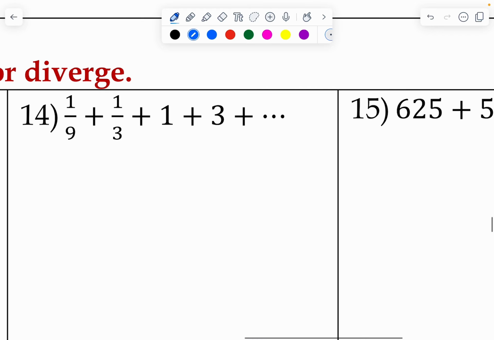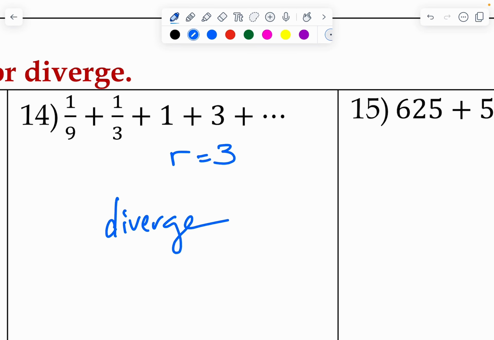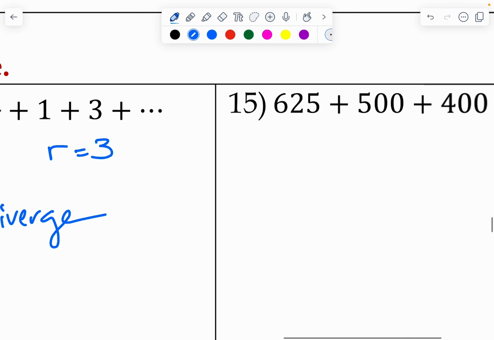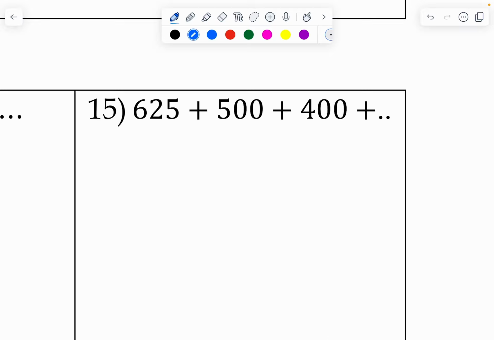Okay, this one, I am multiplying. Oh, I'm getting bigger and bigger. R is equal to 3. I'm multiplying by 3. If my R value is bigger than 1, my series diverges. The next one, oh, what's happening here? My numbers are getting smaller. Let's see. Is 500 over 625 equal to, question mark, 400 over 500?